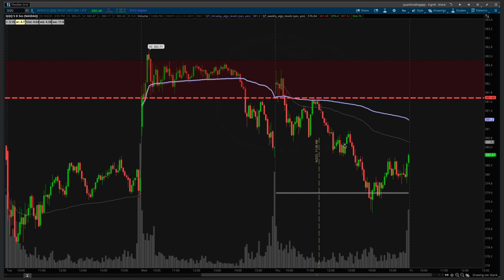Now we'll just look at a close-up example of the Qs right here. Again, showing you guys this selling right here. We're forming this little bit of a downtrend, so it's going to be interesting coming into tomorrow. I'm not expecting much. At most, I would expect the Qs to come up to here if there's strength in tech tomorrow.